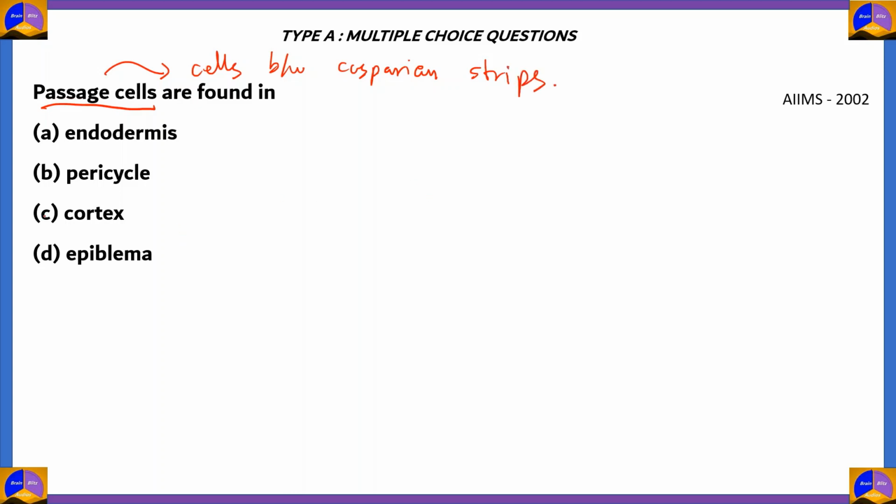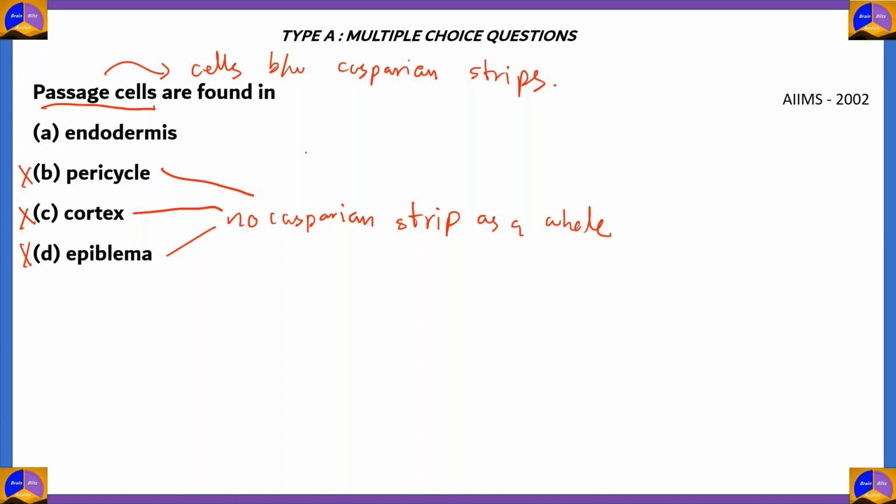And so option D, epiblema, is incorrect as there is no Casparian strip. The cortex as a whole does not have Casparian strips. It's only the endodermis that has a Casparian strip. So option C, cortex, is also incorrect due to the same reason. No Casparian strip as a whole. Option B, pericycle, is also incorrect because it does not have Casparian strips either.